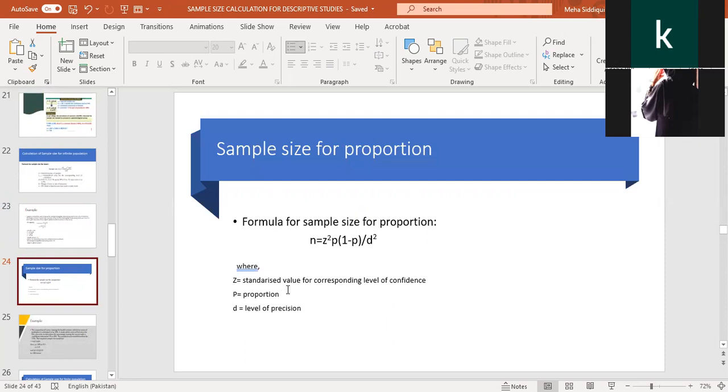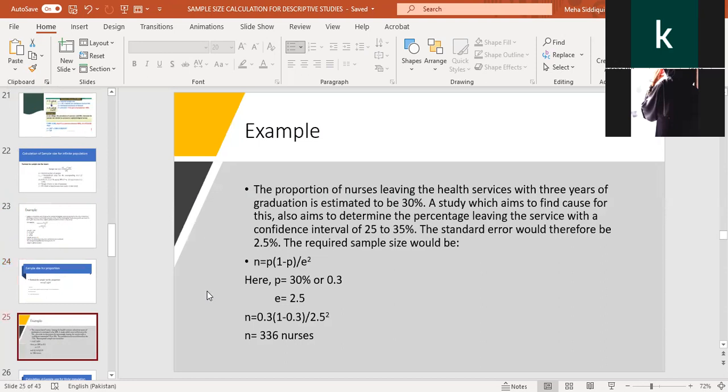Sample size for proportion. This is the formula. N is equals to z square p bracket 1 minus p over d square, where z is standardized value for corresponding level of confidence, p is proportion, d is level of precision.